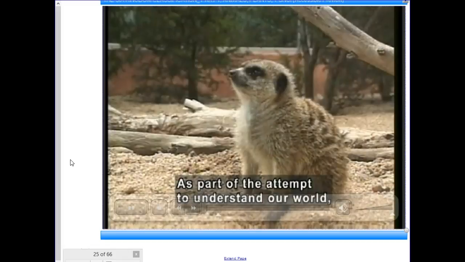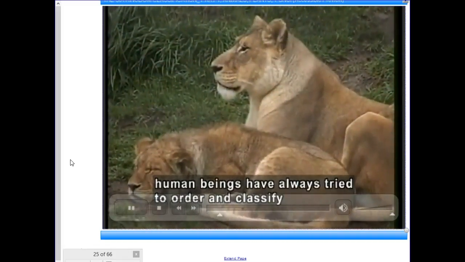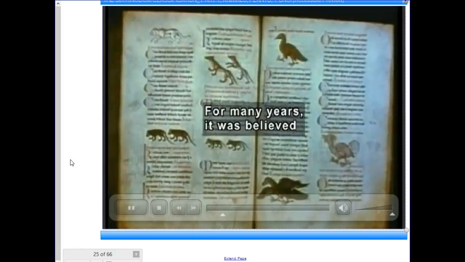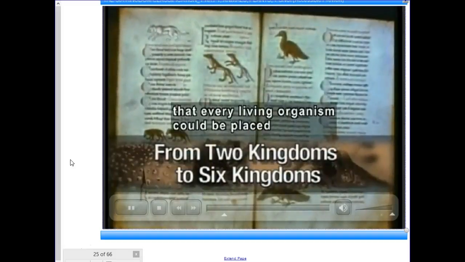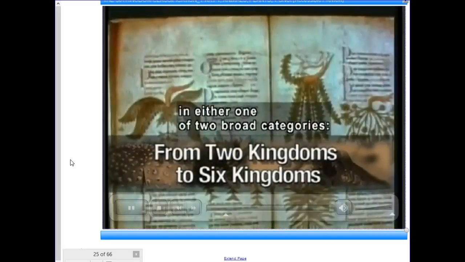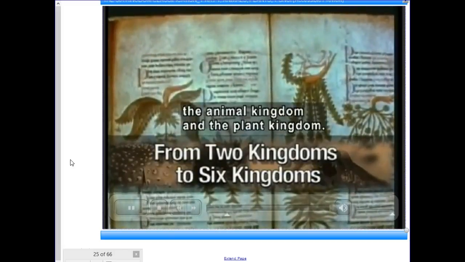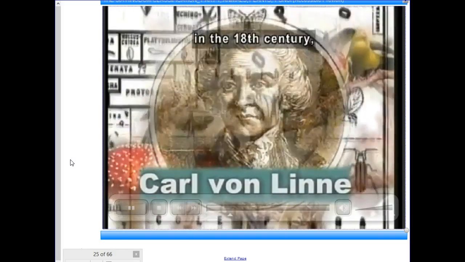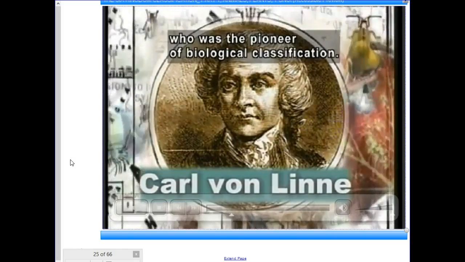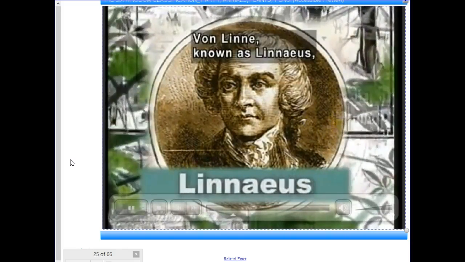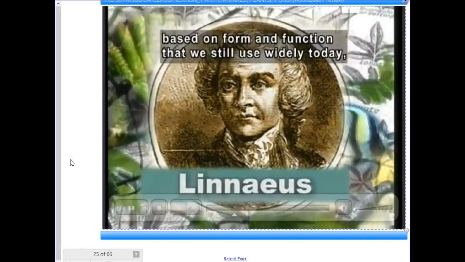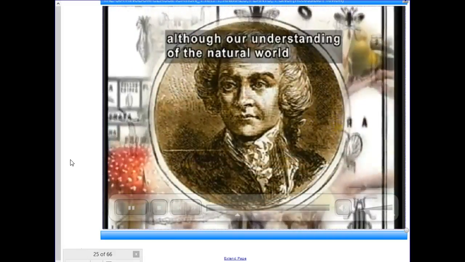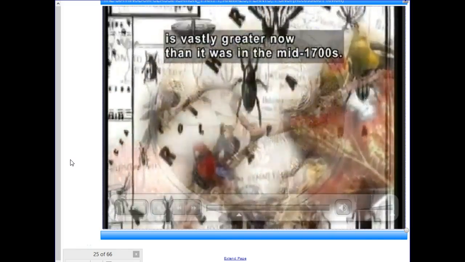As part of the attempt to understand our world, human beings have always tried to order and classify this vast diversity of life. From 2 kingdoms to 6 kingdoms. For many years, it was believed that every living organism could be placed in either one of 2 broad categories, the animal kingdom and the plant kingdom. It was a Swedish botanist, Carl von Linné, in the 18th century who was the pioneer of biological classification. Von Linné, known as Linnaeus, proposed methods of classification based on form and function that we still use widely today, although our understanding of the natural world is vastly greater now than it was in the mid-1700s.